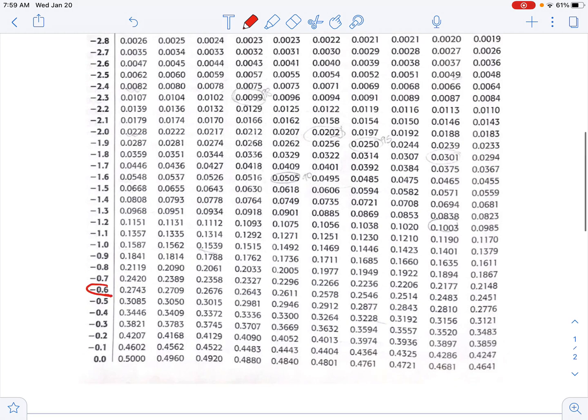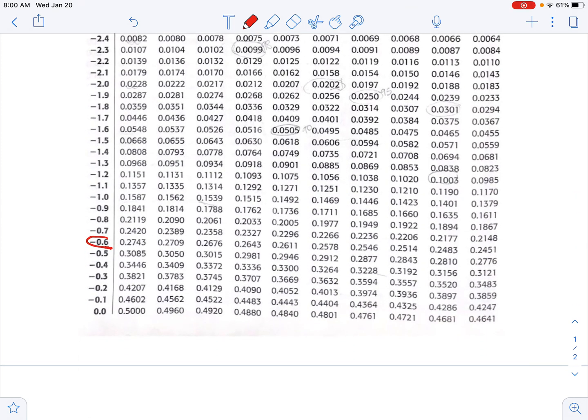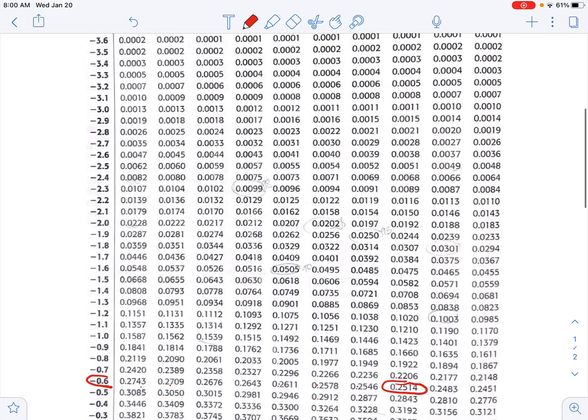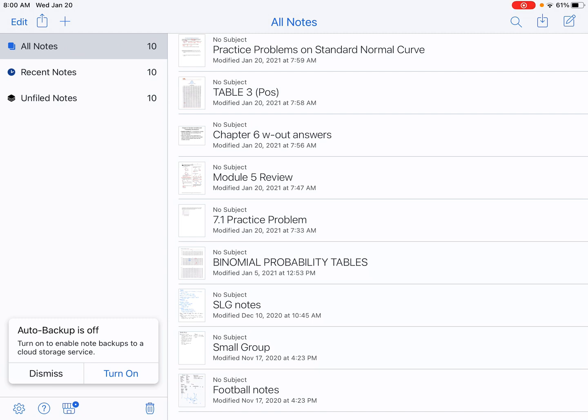And now we want to go to 7. So if you look at it, this is 0, so this would be negative 0.0, 1, 2, 3, 4, 5, 6, 7. So this is negative 0.67 right there. So you can see the intersection where those two values meet. So that is 25.14 or 0.2514.